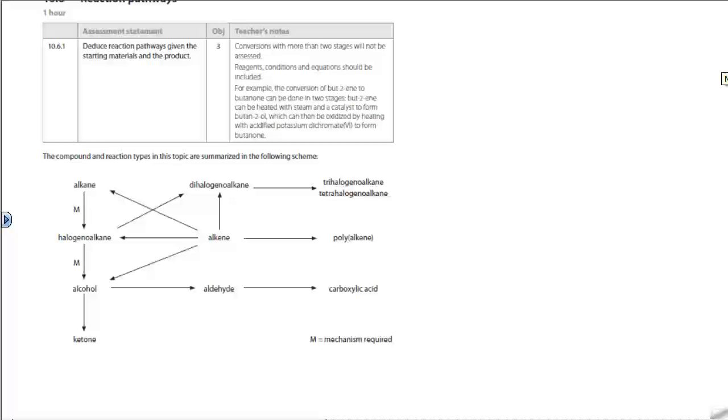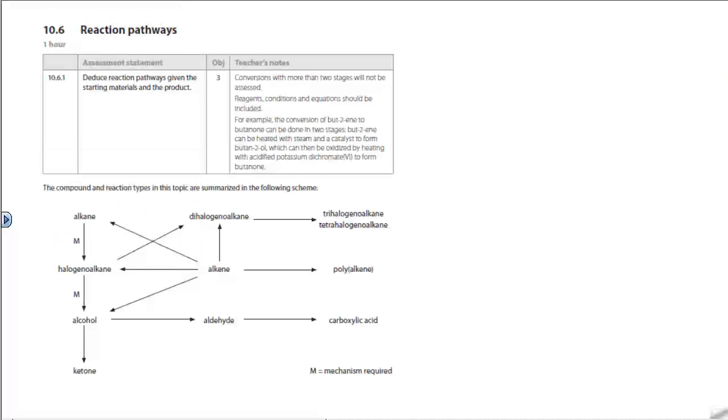Okay, welcome back. This is a video discussing the final topic in the organic curriculum package. That's topic 10. This is section 6. This is about reaction pathways.